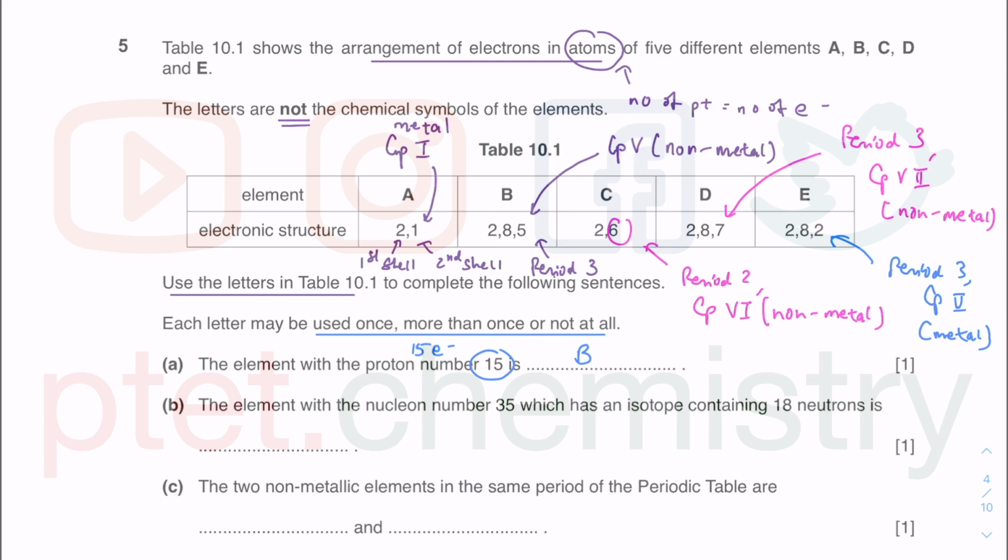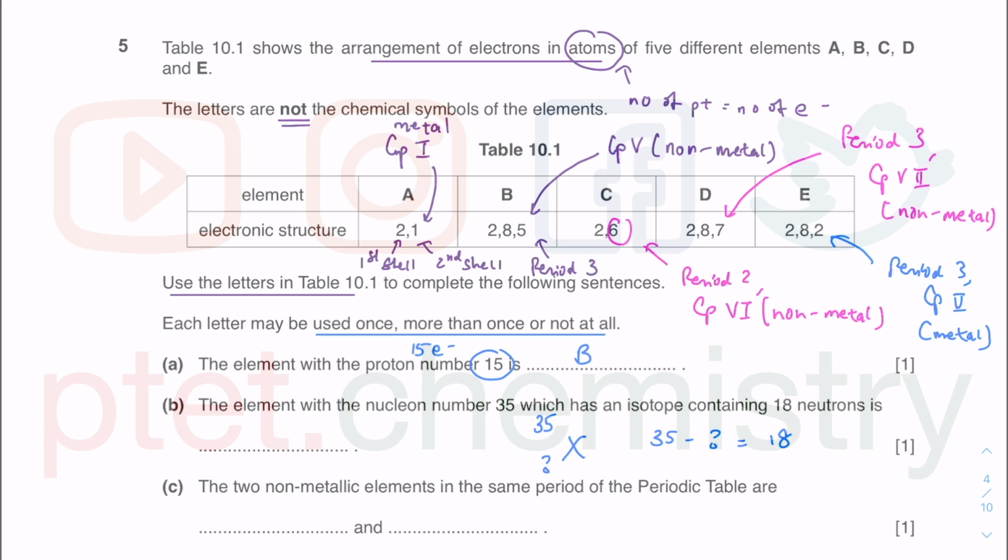That's the identity. The element with the nucleon number 35 and 18 neutrons. So if you think about this like X, and then it's got 35 and we don't know the number at the bottom. That's what we don't know. So we know 35 minus whatever we don't know gives us 18, because this is the nucleon number and this is the proton number.